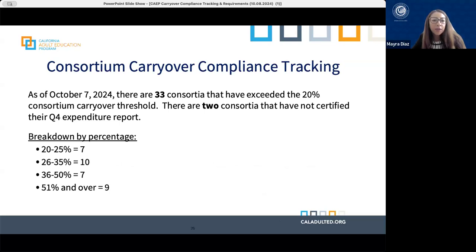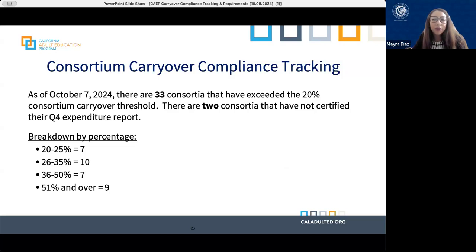And my last slide, consortium carryover compliance tracking. So as we've mentioned, as of October 7th, there were 33 consortia that have exceeded the 20% consortium carryover threshold. There were more consortia that did not, the majority of consortia managed to submit and certify their Q4 expenditure. As of right now, there are 2 consortia that are outstanding.